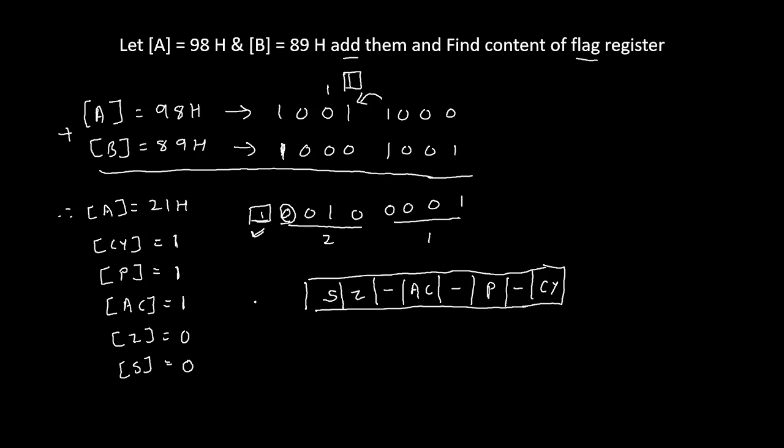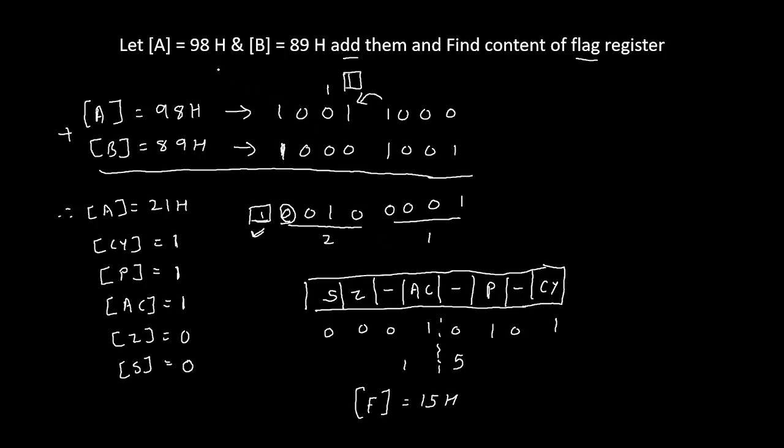Now we will substitute their values. CY flag was 1. Parity was 1, AC was 1, 0 and sign were 0, and in not in use place we will keep 0 0 0. Now in 4 digit this has become 1 and this has become 5. So our content of flag register has now become 15H. So we successfully got our answer.